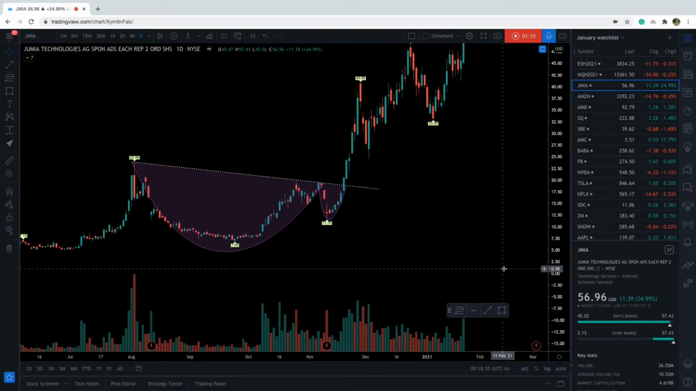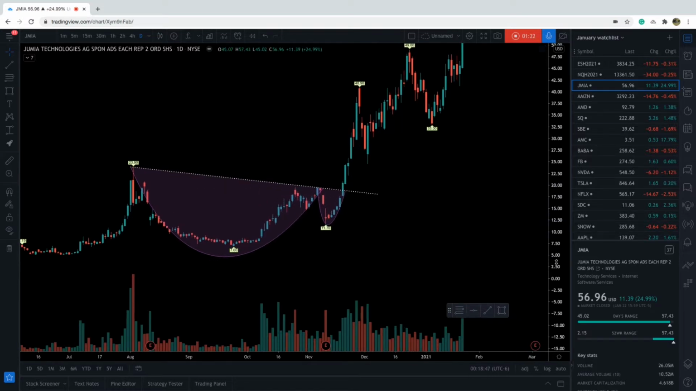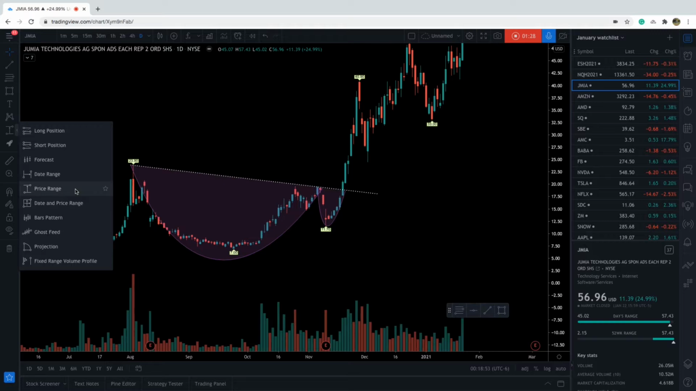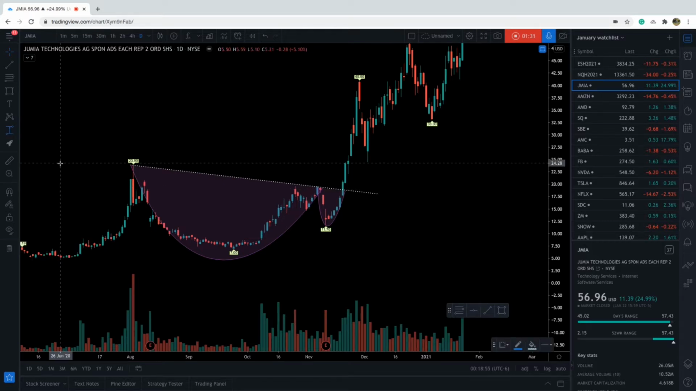But how do we know what price target to expect when this does break out? Since this is a daily time frame, we have to think bigger picture. Each candle here represents one day. A tool that I really like to use for this type of play is the price range tool. I'm using tradingview.com. It's my favorite tool to trade and plot my trades.